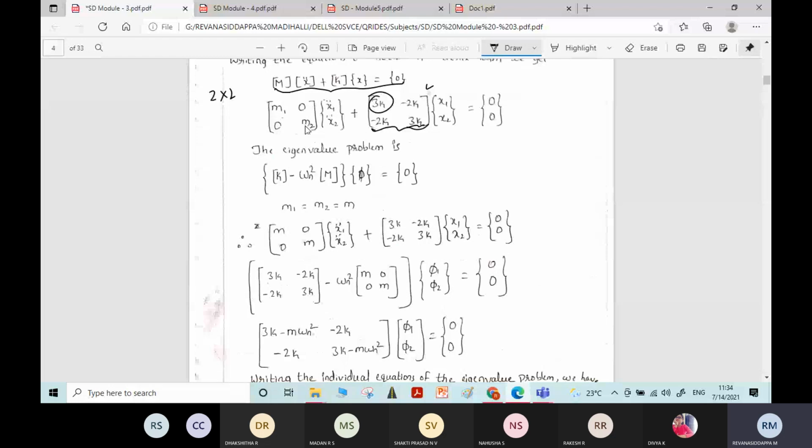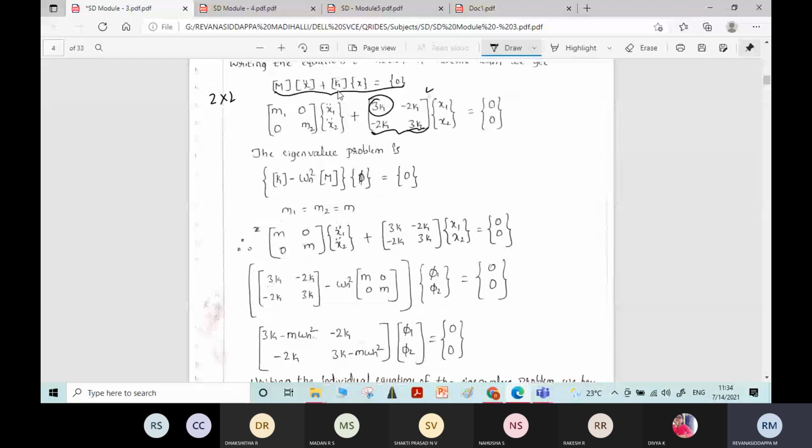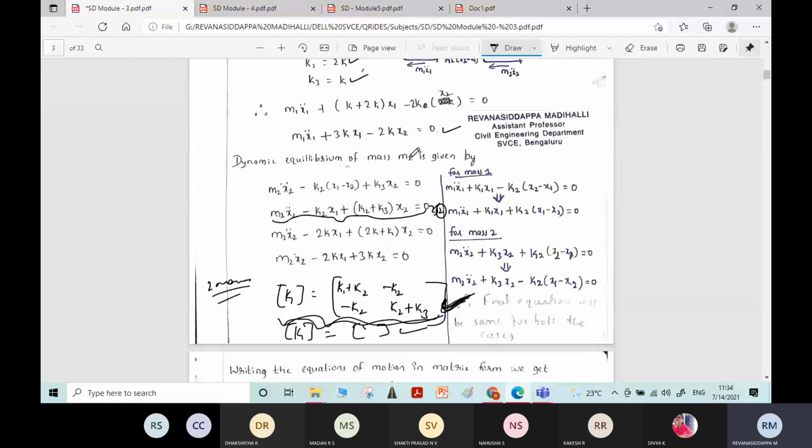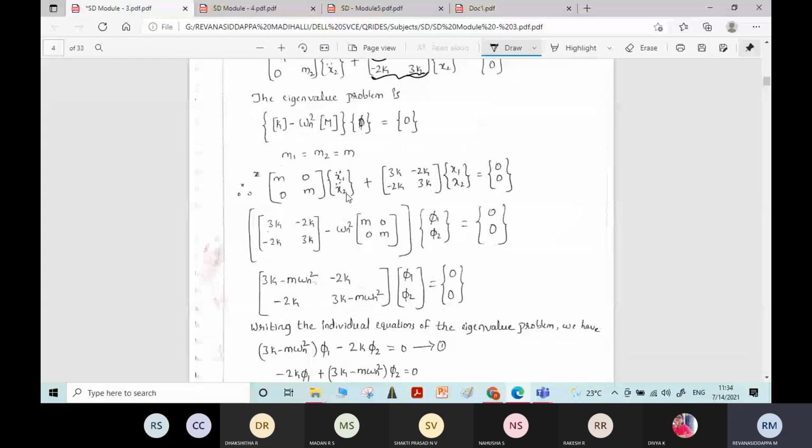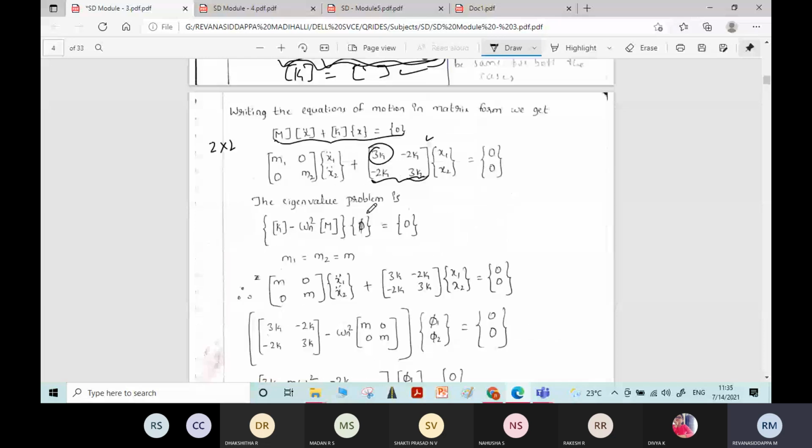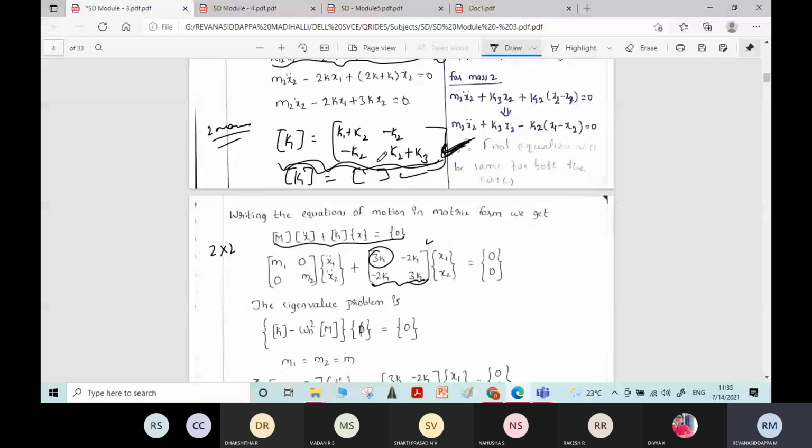For two masses, you will get two acceleration values, that is x1 double dot and x2 double dot, plus K x equal to 0. The stiffness matrix we have already formulated here, that you substitute here. And x is, for two masses there will be two displacements, x1 and x2, equal to 0 0. Like this, you need to formulate the equation.